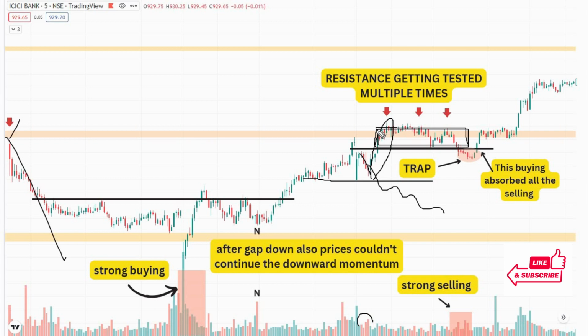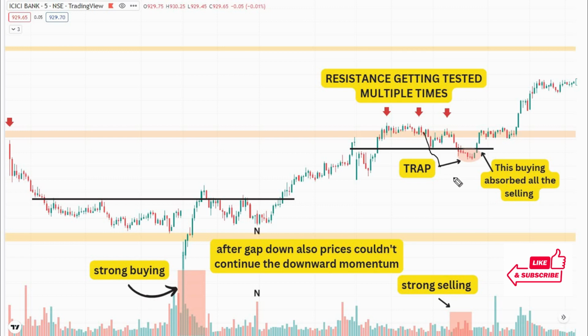That's why sellers are not being able to push the prices aggressively towards the downside. Okay, if sellers were very strong, then after reaching here they should have brought down the prices aggressively towards the downside, but that's not the case. Here prices are sustaining, buyers are giving a tough fight.